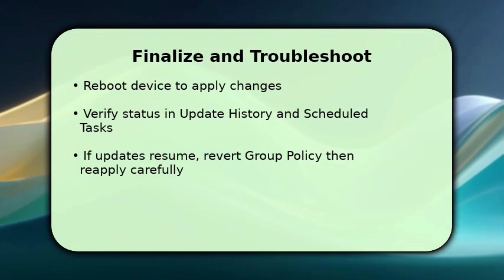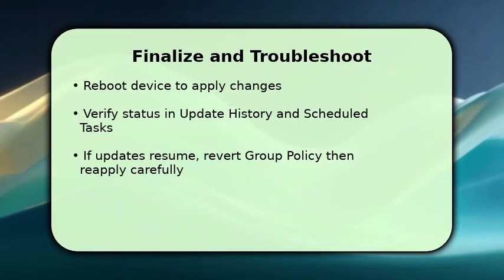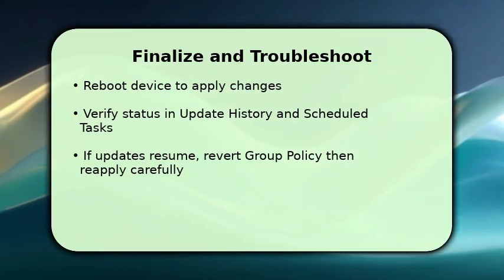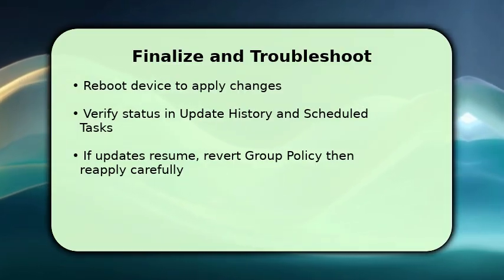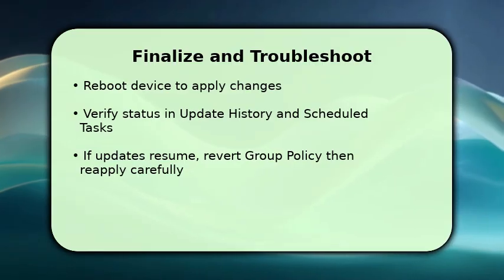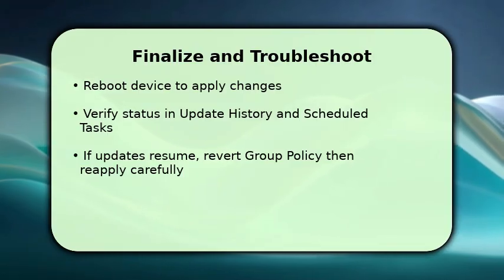Finish by rebooting the device so changes take effect, and then verify the status in Update History and Scheduled Tasks to confirm nothing is scheduled. You should also check active maintenance windows and third-party updaters that can override settings. If automatic updates resume, retrace your steps.